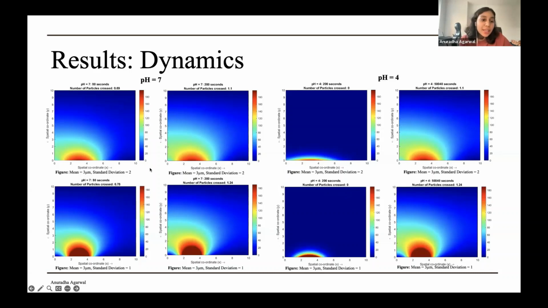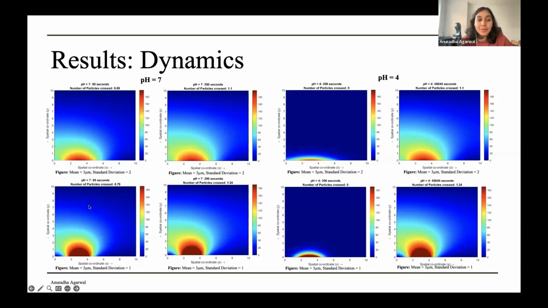So here at 80 seconds, we are just having different standard deviations. Here the standard deviation is 1, and here the standard deviation is 2. Though it doesn't really strike out as much that 0.78 particles reach here and 0.69, you can see that the distribution is completely different.